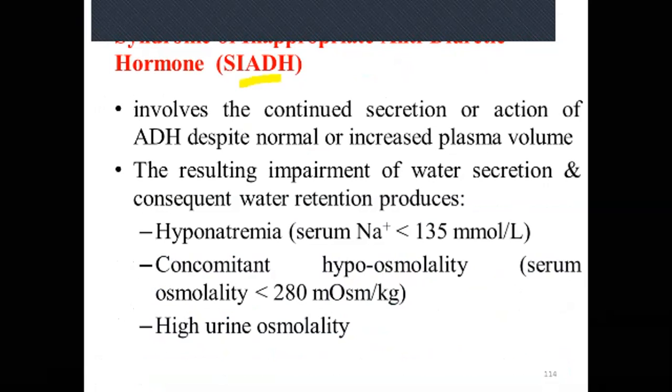So remember, syndrome of inappropriate antidiuretic hormone, known as SIADH, involves the continued secretion or action of ADH despite normal or increased plasma volume. So despite the plasma volume actually being normal, it is continuously acting and continuously being produced. That means the negative feedback mechanism to regulate its production from the hypothalamus is actually not inhibited.